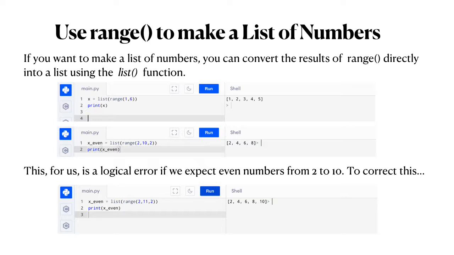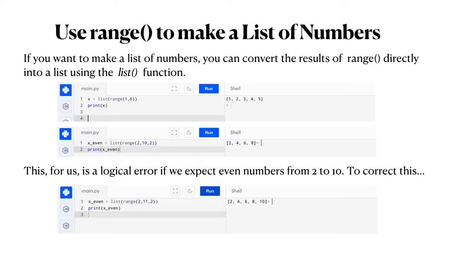After 4, plus 2, that's 6. Plus 2 is 8. So, it won't include 9 because that is a step size of 1. And most definitely, it won't include 10 because 10 is where we end. Right? So, that's why the output is only 2, 4, 6, 8. This, for us, is a logical error if we expect even numbers from 2 to 10. So, how do we correct this?